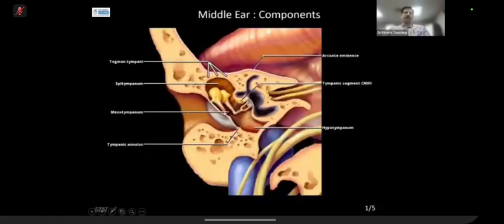Now look here, same thing, but a bit of a close-up. Now this is malleus, incus, and then this is stapes. This part is known as epitympanum. This is known as mesotympanum. This is known as hypotympanum. Now, if you see superiorly, this is the roof, which is known as tegmen tympani. Tegmen tympani.